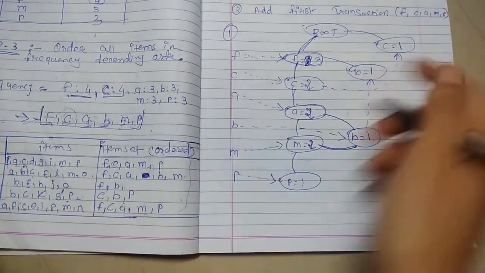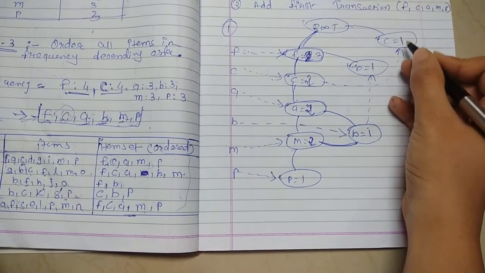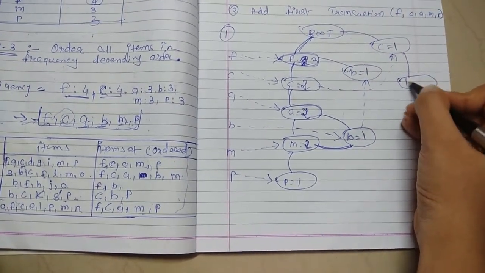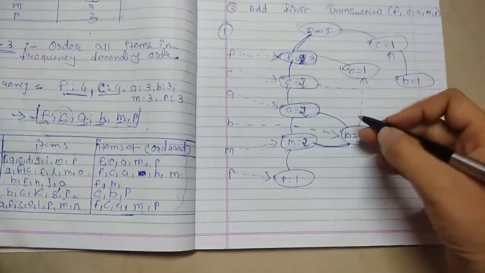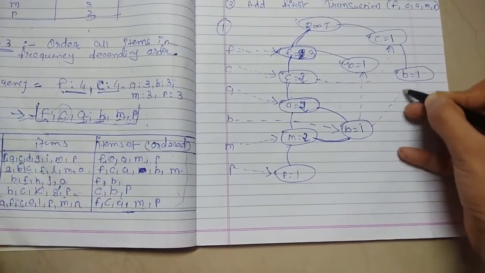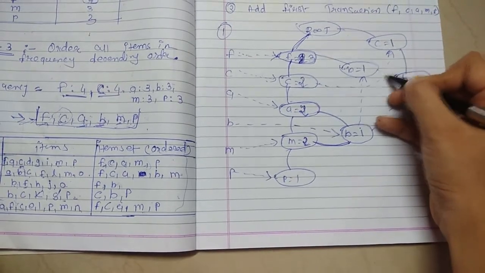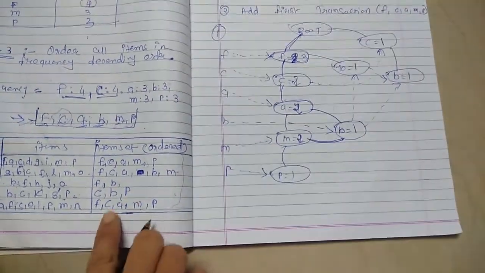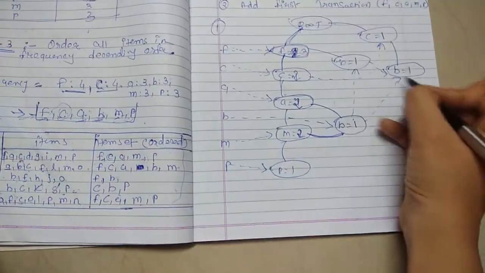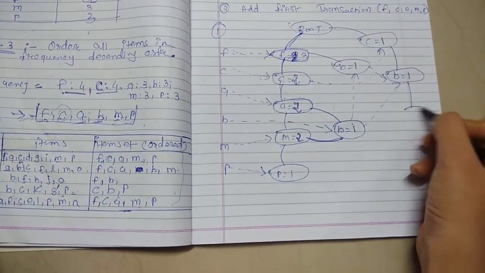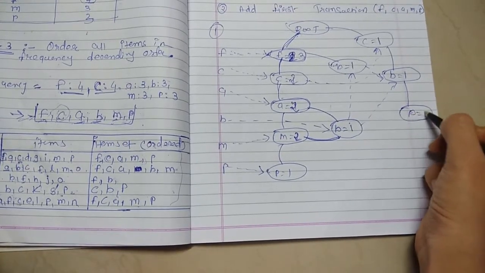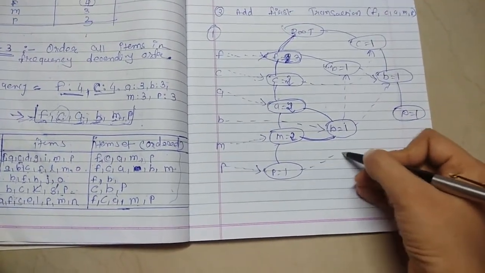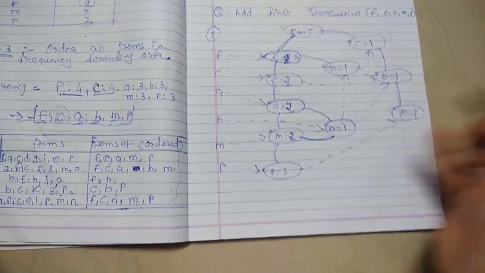C then B. So B is also there. So I will write B equals 1 and connect this B and this B with this newly created B node. And last is P. So from B it is P. So P equals 1 and P is already here, so I will connect it with P.